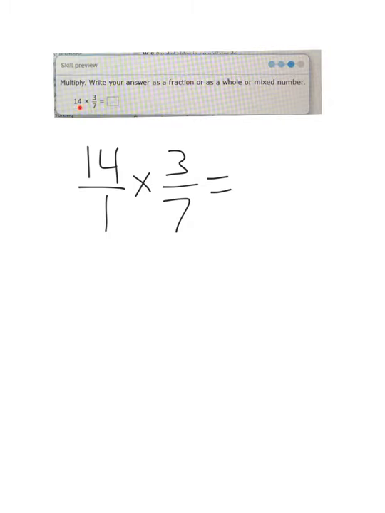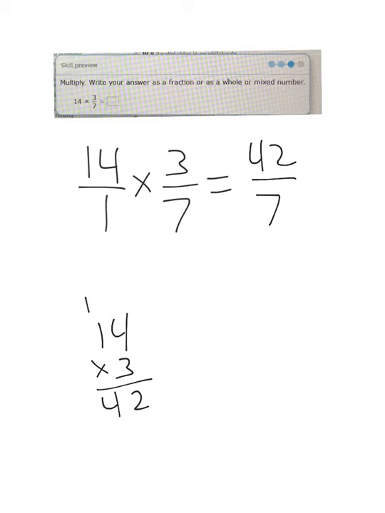In this example, the numbers are bigger, so it would take me longer to draw the picture. This is where I just default to doing the multiplication straight across. Multiply, write your answer as a fraction or as a whole number or mixed number. 14 times 3, I'll be honest, I'm not sure what that is off the top of my head, so I'm just going to do some simple multiplication down here. 3 times 4 is 12, 2 down, 1 up. 1 times 3 is 3, plus 1 is 4. So 42 over 1 times 7, which is 7.